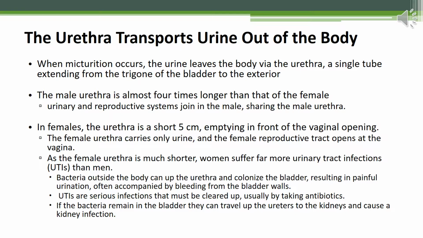These occur when bacteria outside the body somehow move up the urethra and colonize the bladder, which results in painful urination, which can be accompanied by bleeding from the bladder walls, which leads to blood in the urine. UTIs are serious infections and must be cleared up, usually by taking antibiotics because they're caused by bacteria. However, if the bacteria remain in the bladder, they can travel up the ureters to the kidneys and cause a kidney infection, which could be deadly. So UTIs are very serious, or they can be.